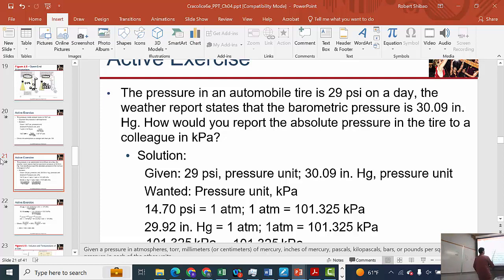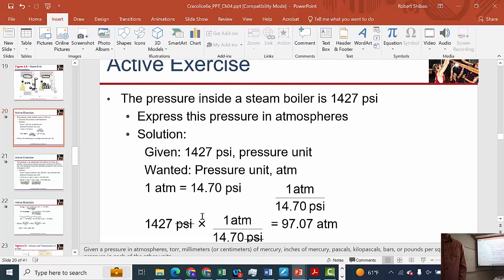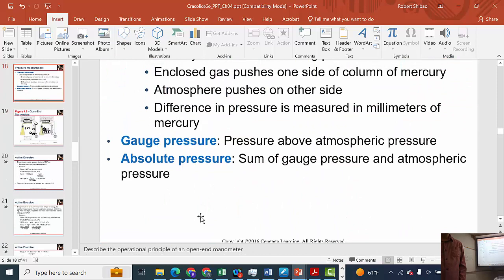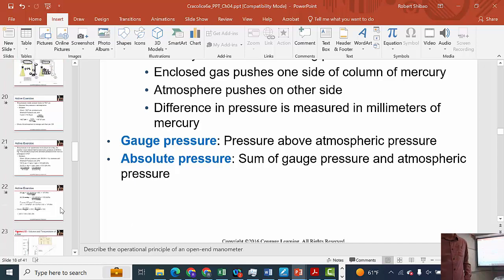The pressure in an automobile tire is 29 psi. Okay. What we have to do now is go back. I need to talk about gauge pressure versus absolute pressure. Gauge pressure is the pressure above atmospheric pressure. Absolute pressure is the sum of the gauge pressure and the atmospheric pressure. Well, what does that mean? So let me show you an example of what that means.